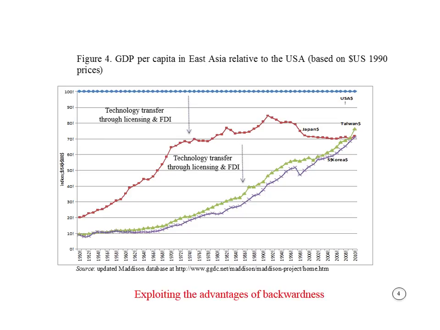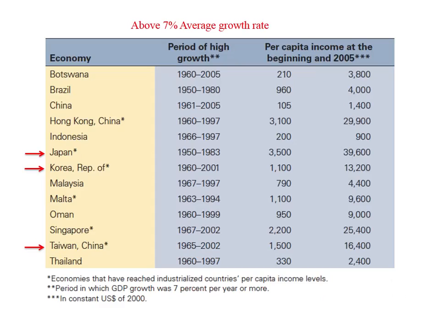Exploiting the advantage of backwardness. Look at the tremendous story of Japan. Between this growth period, this was their income level at the beginning in the 1950s, $3,000, and then in the span of one generation, 30 years, just one generation, parents to the kids, the income increased by almost tenfold.